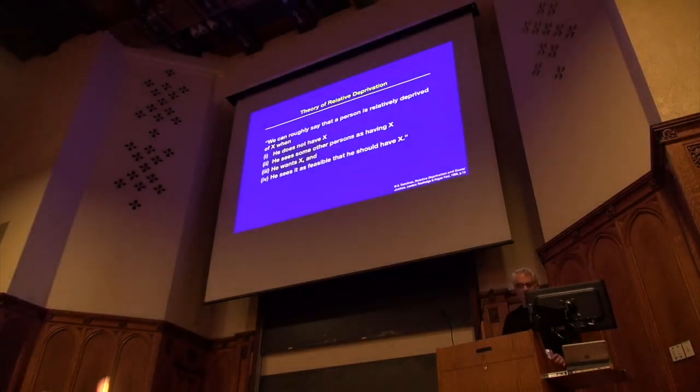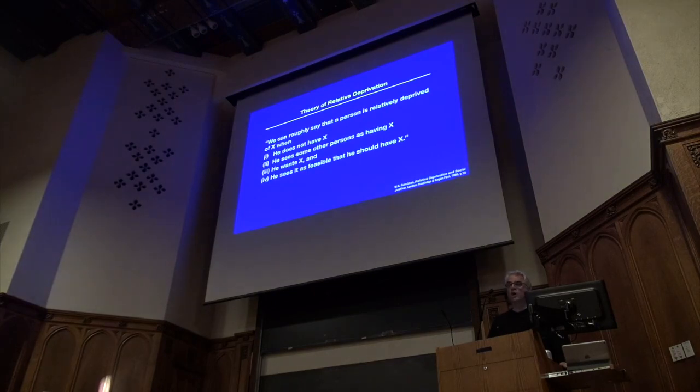So humans, in fact, have very clear ideas about their relative standing and about what it means to be relatively deprived of desirable attributes or goods. This is the canonical formulation of relative deprivation by W.G. Runciman from 1966, a book of this title. It says, we can roughly say that a person is relatively deprived of X when, one, he doesn't have X, two, he sees that some other people have X, three, he wants X, and four, he sees it as feasible that he should have X. And this is what it means to be relatively deprived.